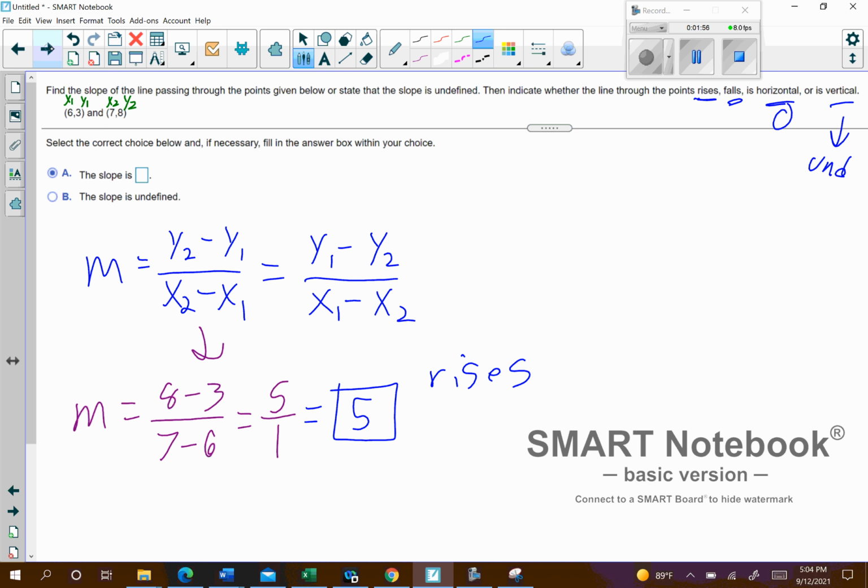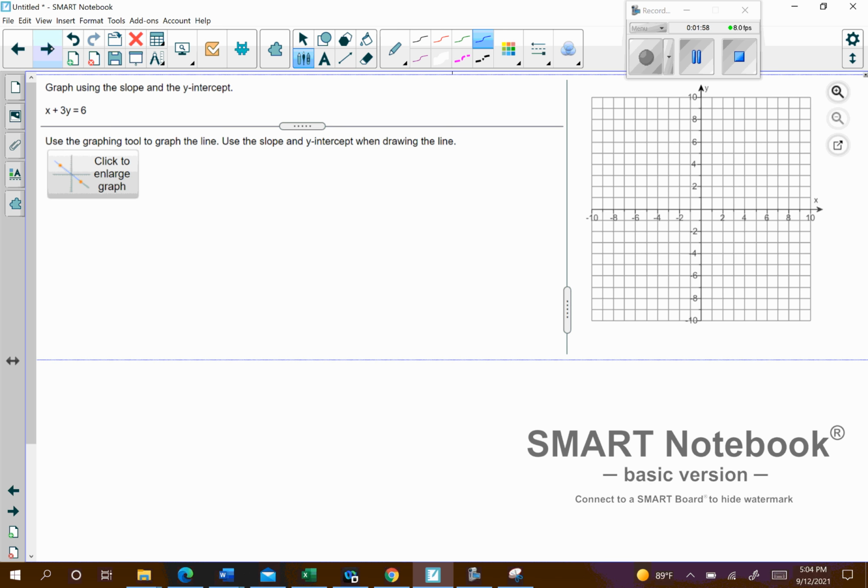All right, let's look at the second question you sent. So it says graph the line using the slope and the y-intercept. So they're very specific on how they want you to graph it. So they're going to be very picky on what points you use, okay? So the first thing you have to do on a problem like this is you have to solve for y.